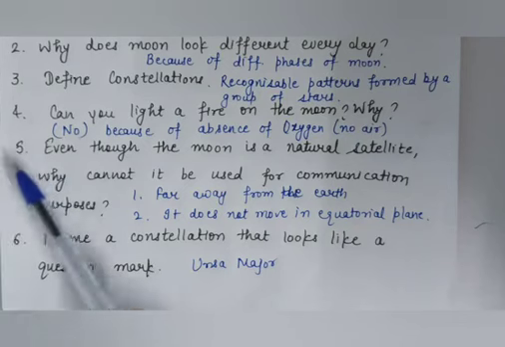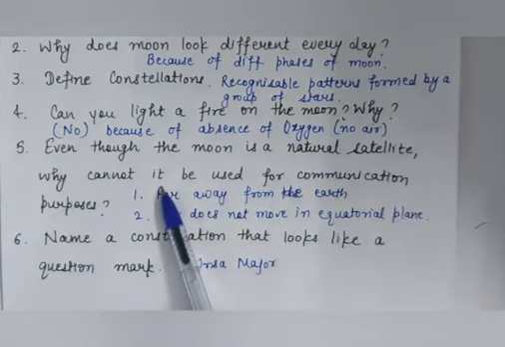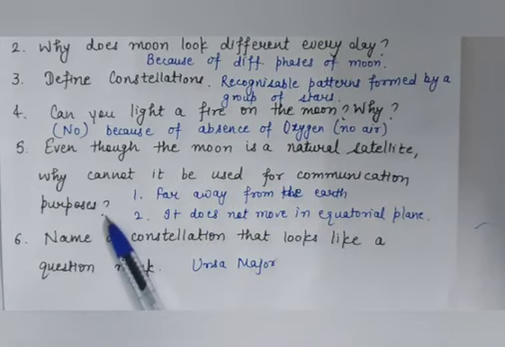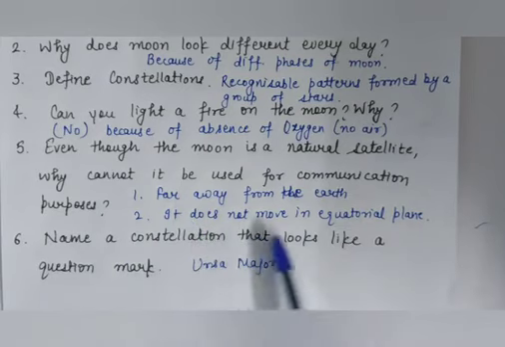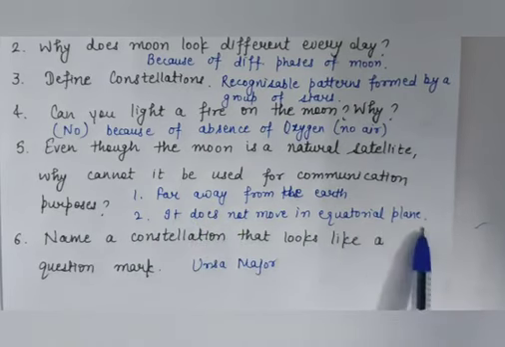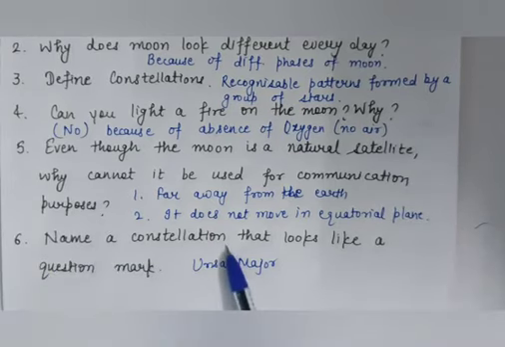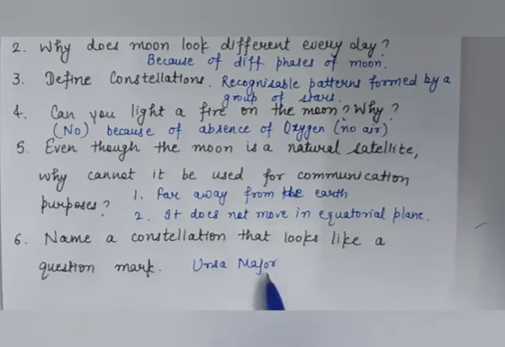Question number 5, even though the moon is a natural satellite, why can it not be used for communication purposes? The reasons are, it is far away from the earth and it does not move in the equatorial plane. Question number 6, name a constellation that looks like a question mark. The answer is Ursa Major.